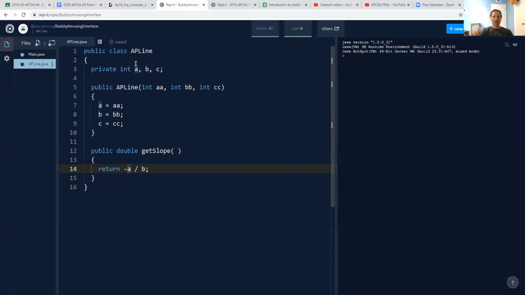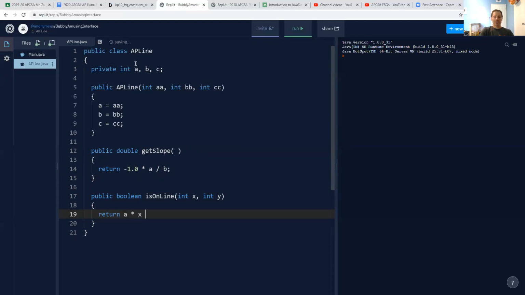You can do this a few ways, like one little trick. You could do negative 1.0 times A divided by B. You could slip in double in parentheses. You got a couple of options. And then we need to write a boolean method isOnLine. This method accepts 2 parameters. They represent an XY coordinate plane ordered pair. And then all we need to do is figure out if we plug those into our standard form equation, so A times X plus B times Y plus C, do we get back 0? That's the only way that XY can be on the line. And let's give it a run.